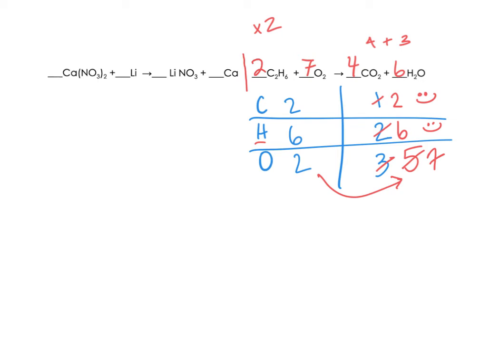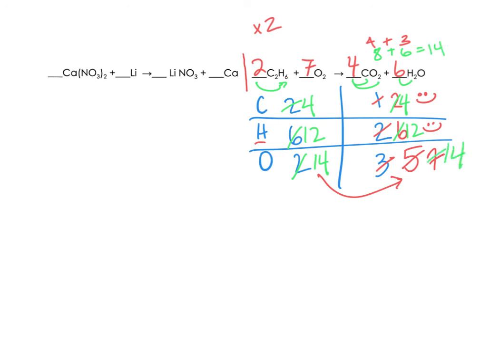Now I'll go back in green and just double check this. So if I look at my carbons, I have 2 times 2 is 4. My hydrogens, I have 2 times 6 is 12. And then my oxygens, I have 7 times 2 is 14. Over here, 4 times 1 is 4 carbons. I'll just do my hydrogens next. 6 times 2 is 12. Okay, and now let's do my oxygens. 4 times 2 is 8 oxygens plus 6 times 1 is 6, and that is 14.